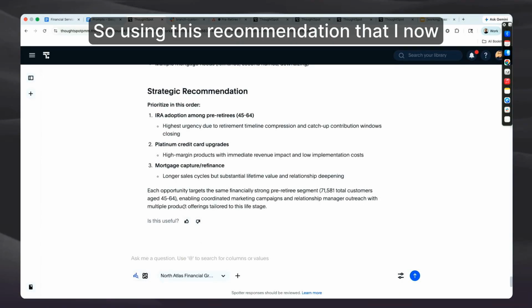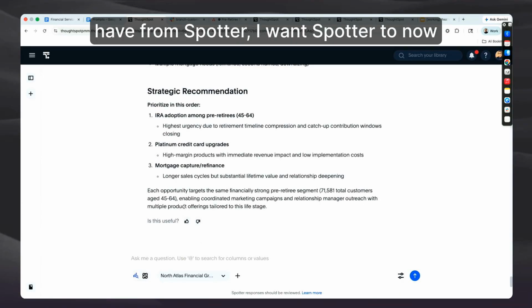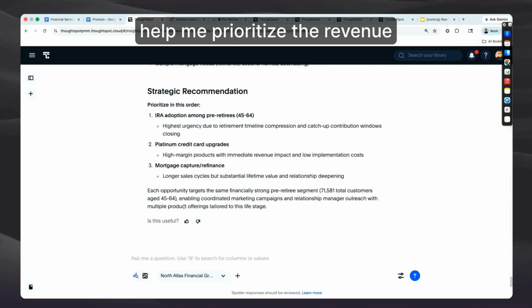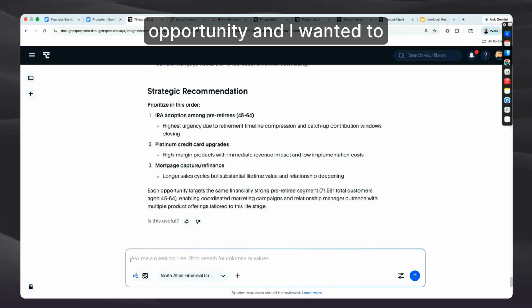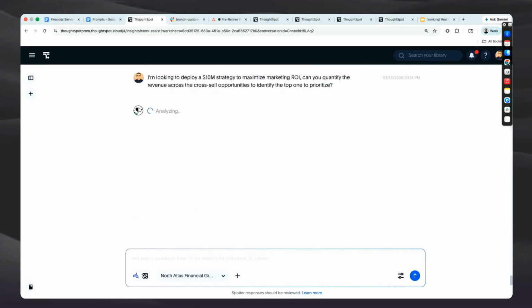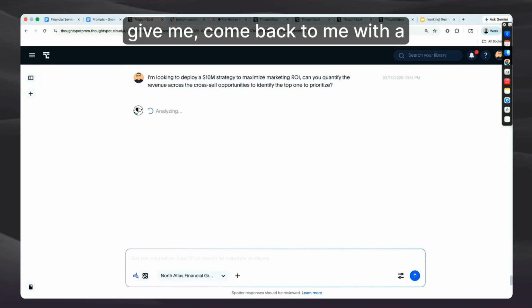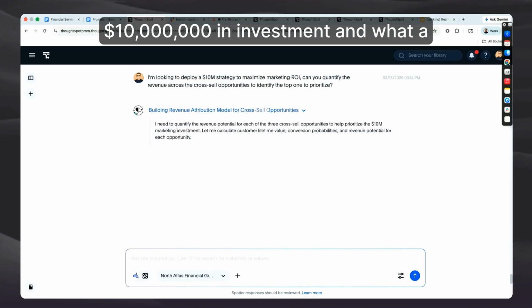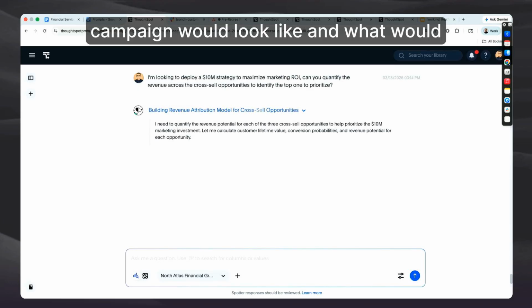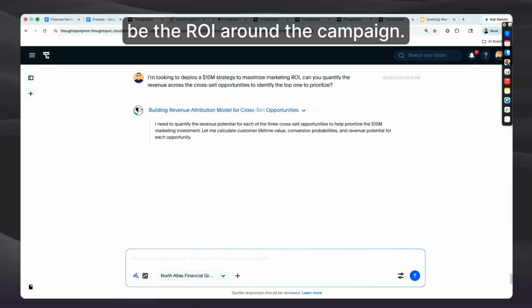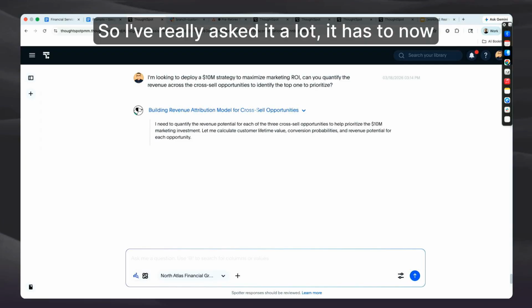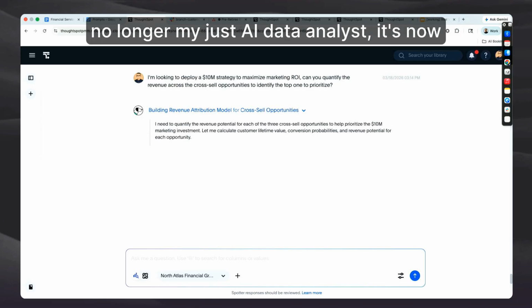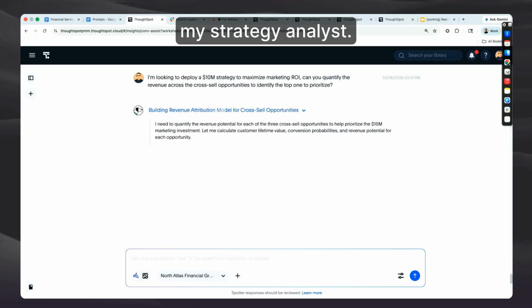So using this recommendation that I now have from Spotter, I want Spotter to now help me prioritize the revenue opportunity, and I want it to come back to me with a hypothesis of deploying $10 million in investment, and what a campaign would look like and what would be the ROI around the campaign. So I've really asked it a lot. It has to now go in and really strategize. So Spotter is no longer just my AI data analyst. It's now my strategy analyst.